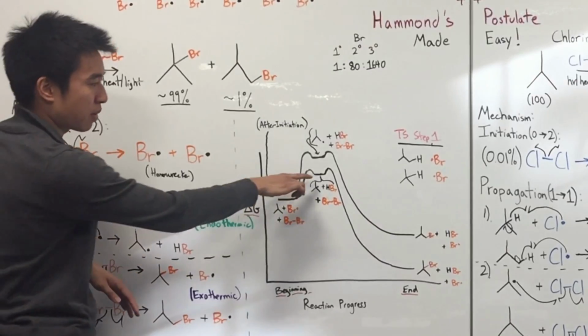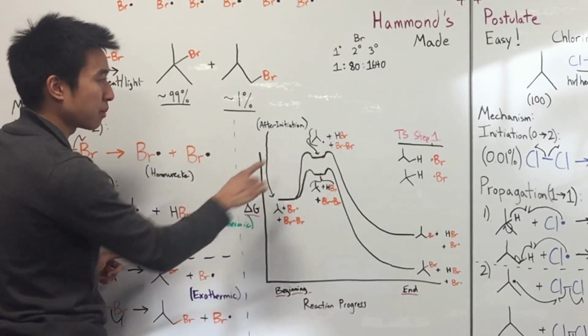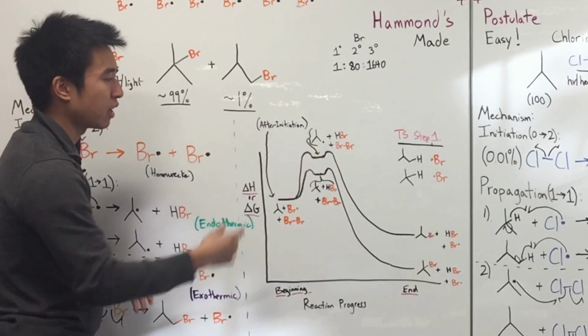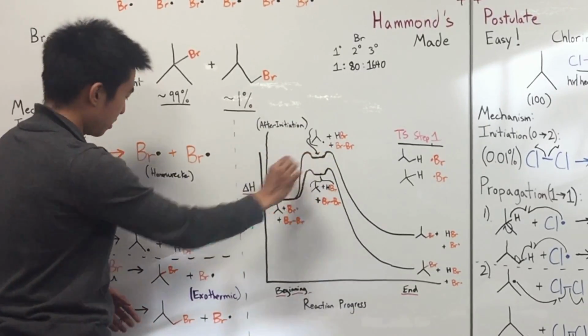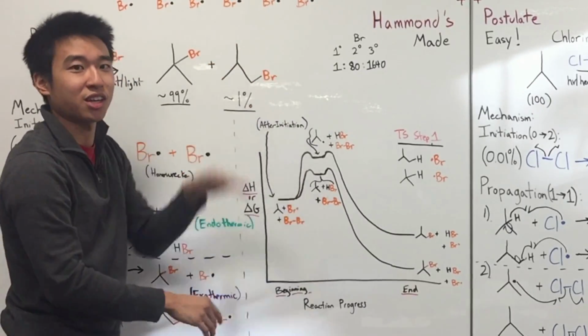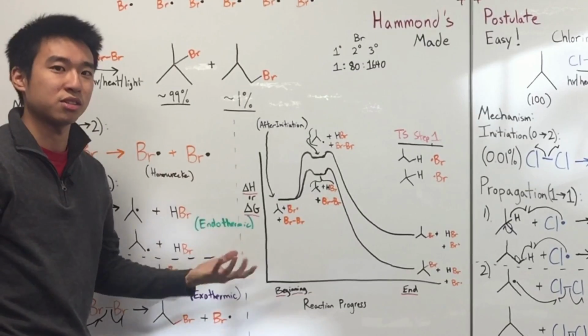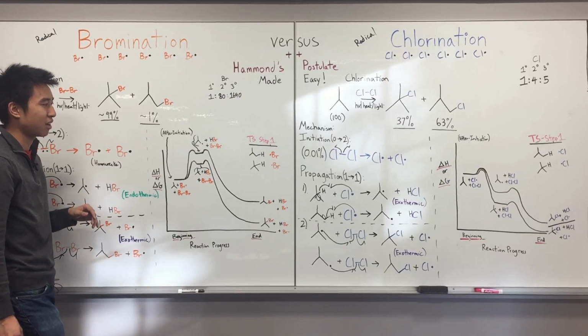So that's why, first of all, it's at a, sorry, wait, this one's up here. Yeah, that's why it's at higher energy and less stable than this one. And because the two products are so different in energy, the transition states are so different in energy, and they have a huge energy gap between them. And that's why bromination is so damn selective, okay?